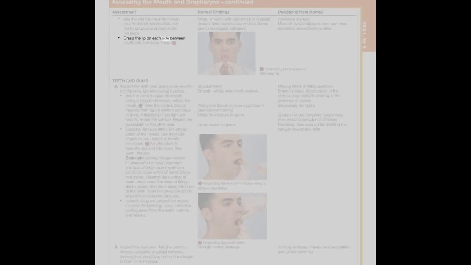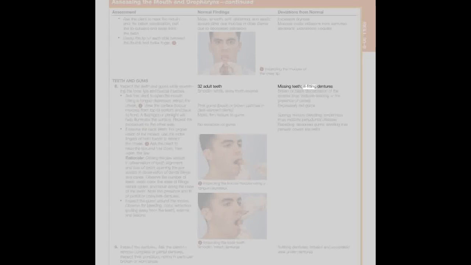Grasp the lip on each side between the thumb and index finger. Teeth and gums. 8. Inspect the teeth and gums while examining the inner lips and buccal mucosa. Ask the client to open the mouth. Using a tongue depressor, retract the cheek. View the surface of the buccal mucosa from top to bottom and back to front. A flashlight or pen light will help illuminate the surface. Repeat the procedure for the other side. 32 adult teeth.